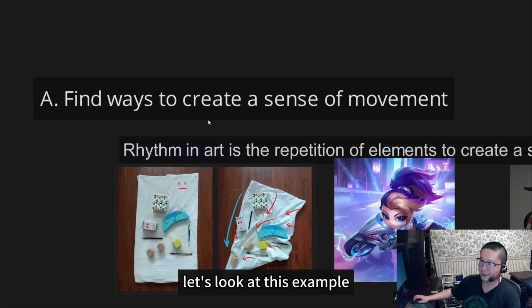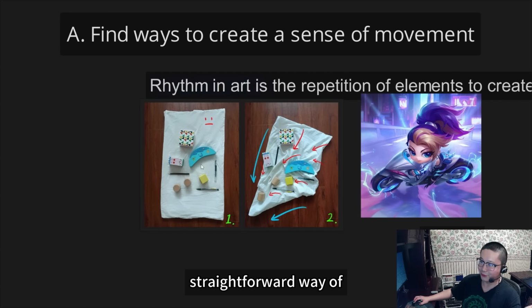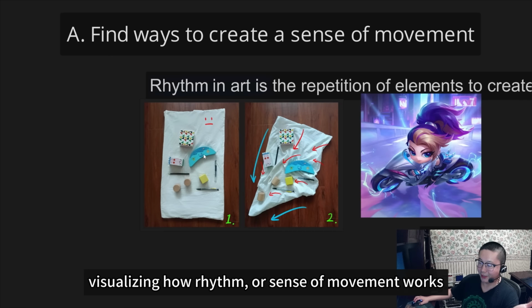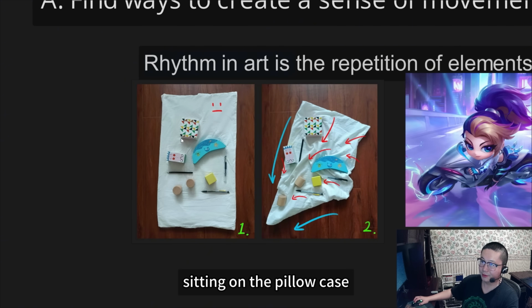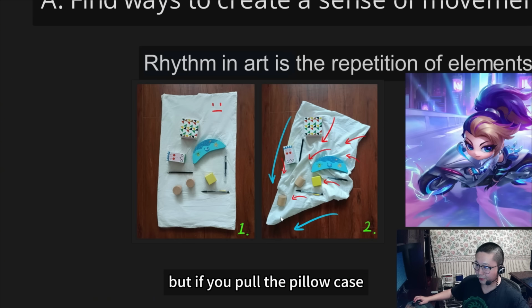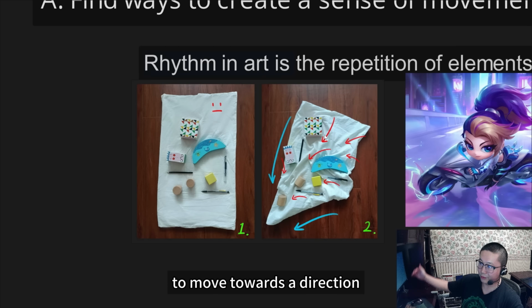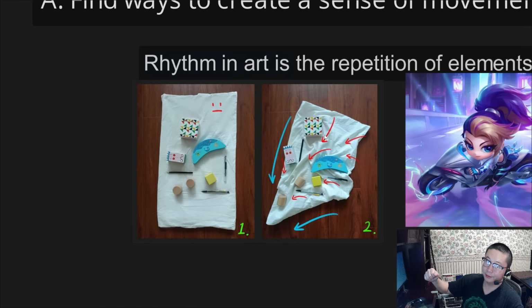Let's look at this example. Here, I give you a more straightforward way of visualizing how rhythm or sense of movement works. Over here, we have a bunch of toys sitting on a pillowcase, each minding their own business. There is no rhythm or sense of movement whatsoever. But if you pull the pillowcase, you can see that the force that you created is forcing all those shapes to move towards a direction, and now they start to have a sense of rhythm.